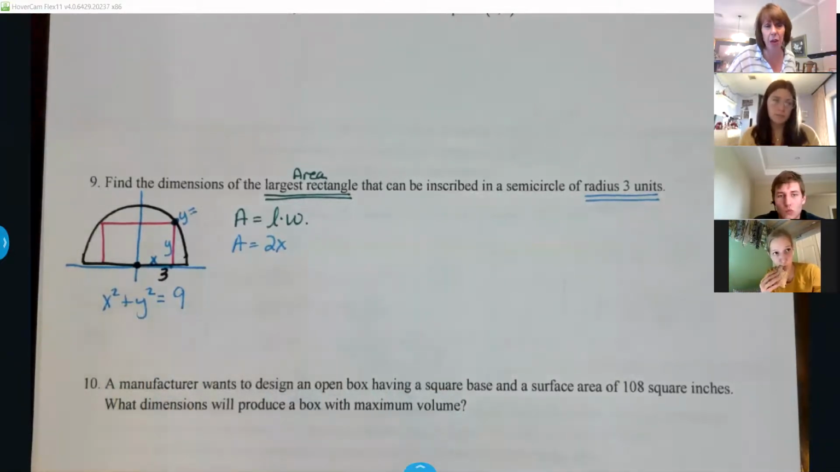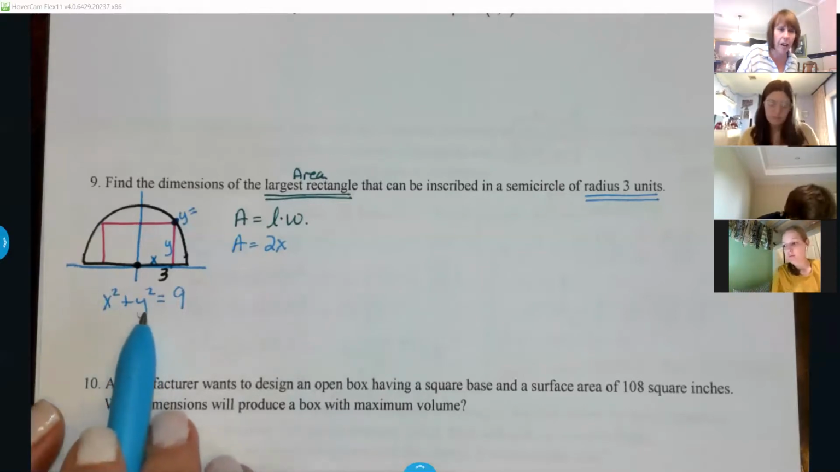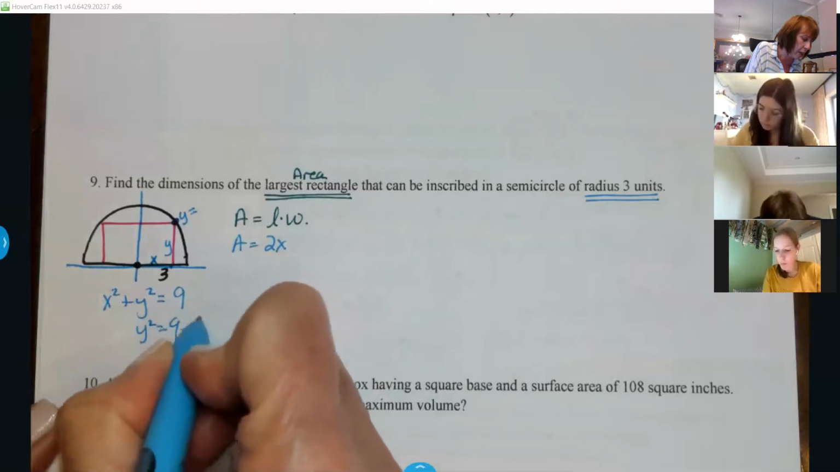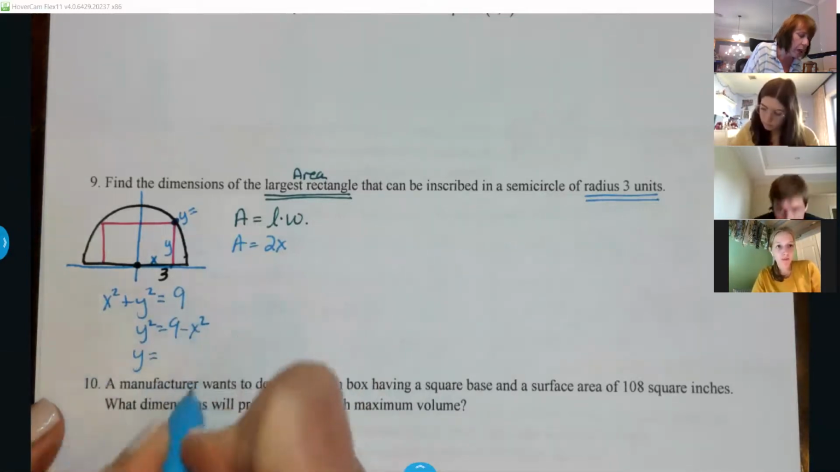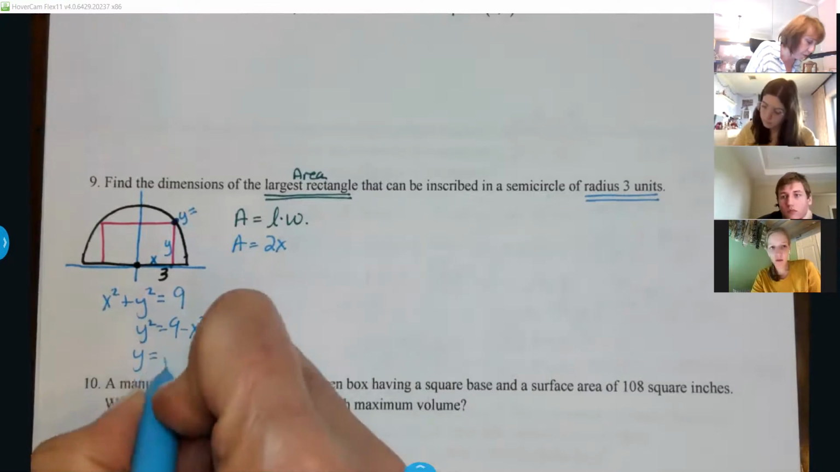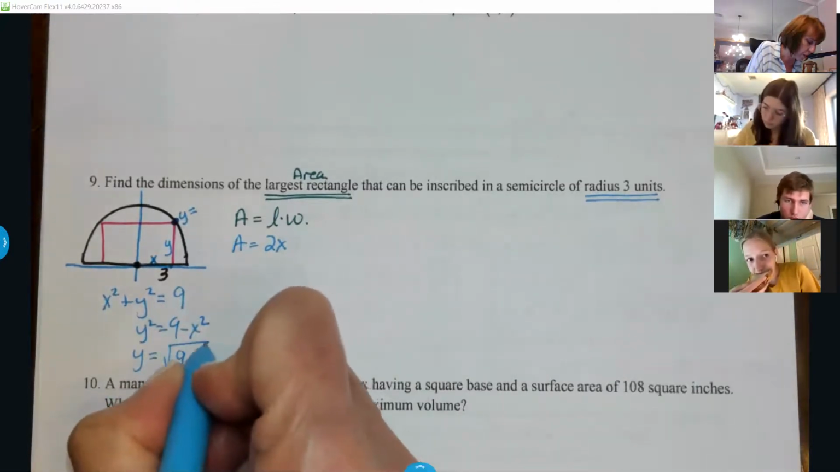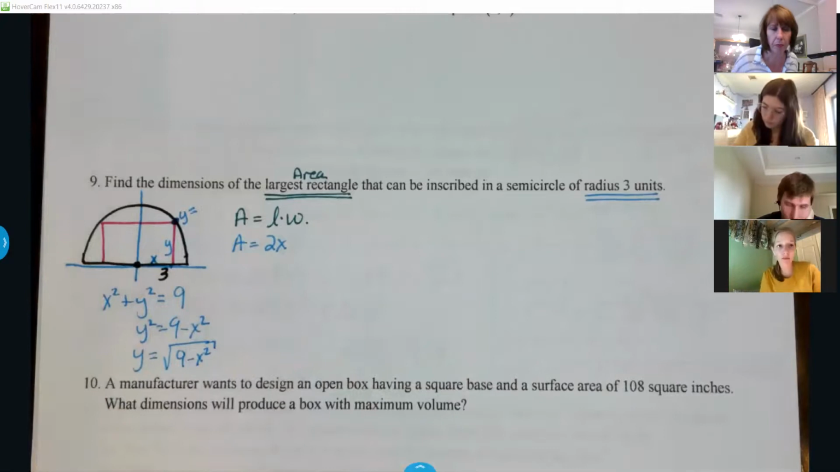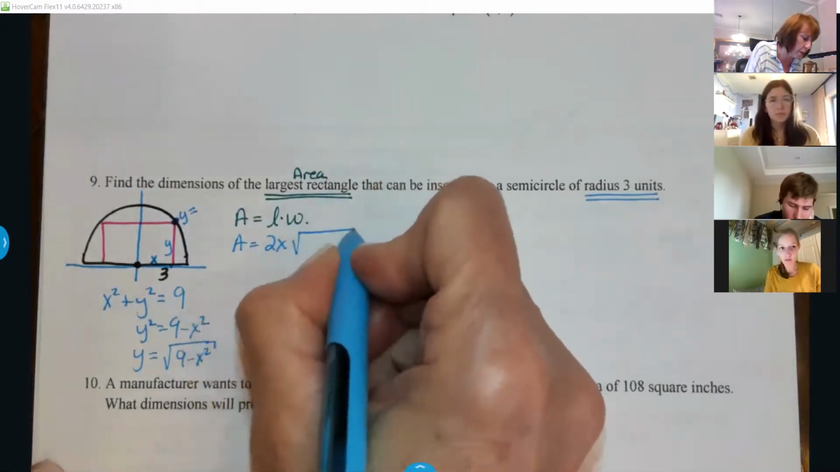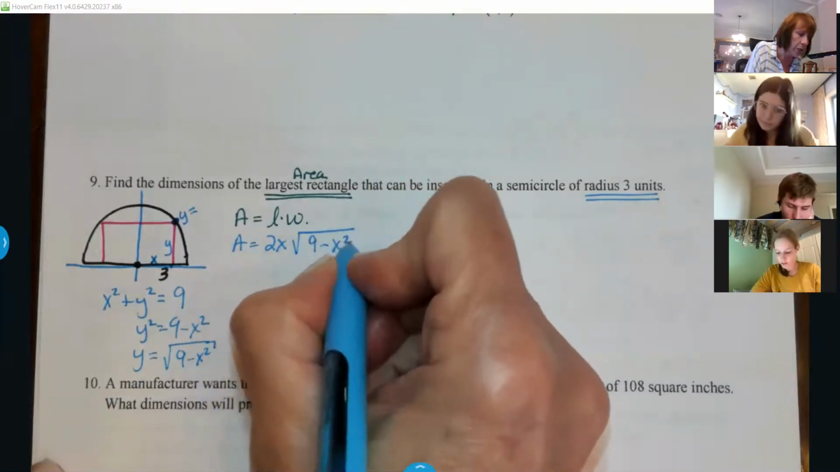I could have centered this anywhere I wanted, but definitely at the origin is going to make it the easiest for me, okay? So now we need to solve this guy for y. So I'm going to subtract x squared, and then we're taking the square root. It would be positive or negative. We want the top half. So I'm just going to keep the positive. So my width is going to be the square root of 9 minus x squared.